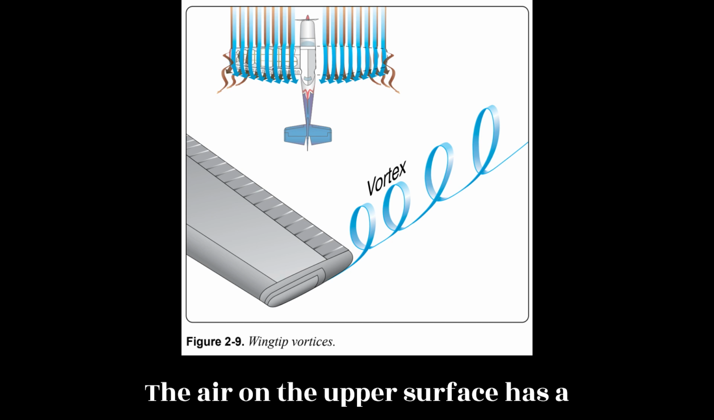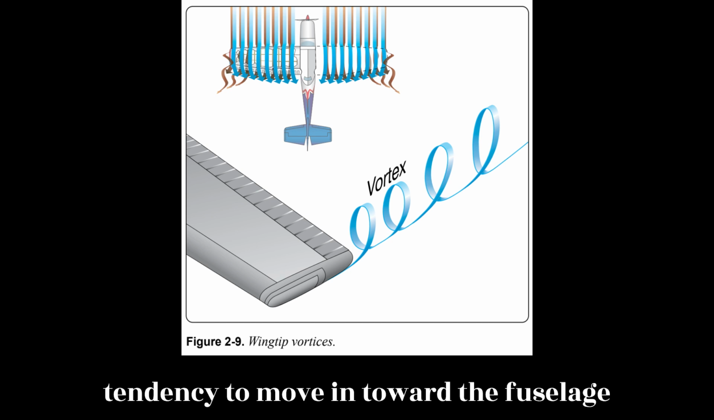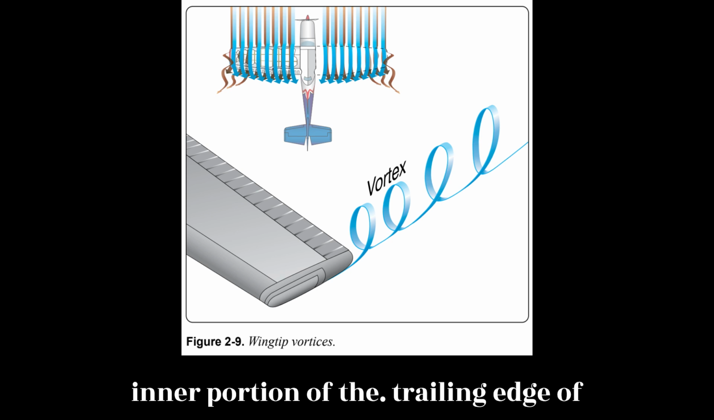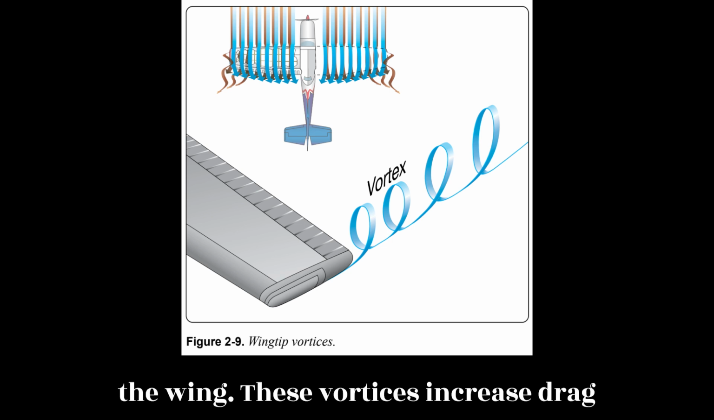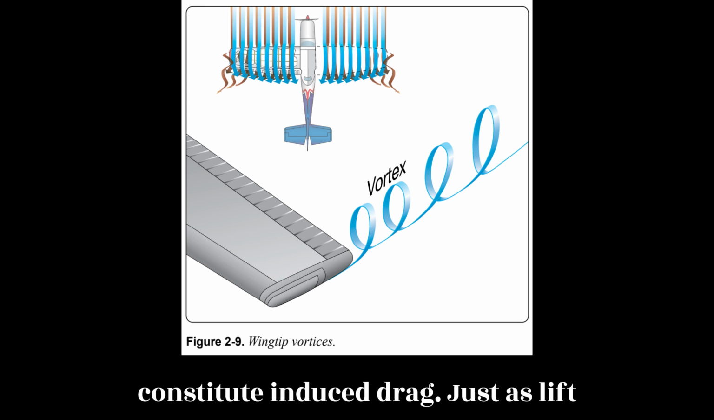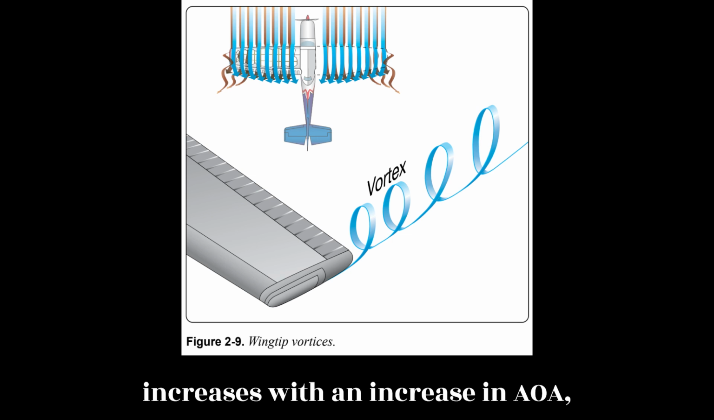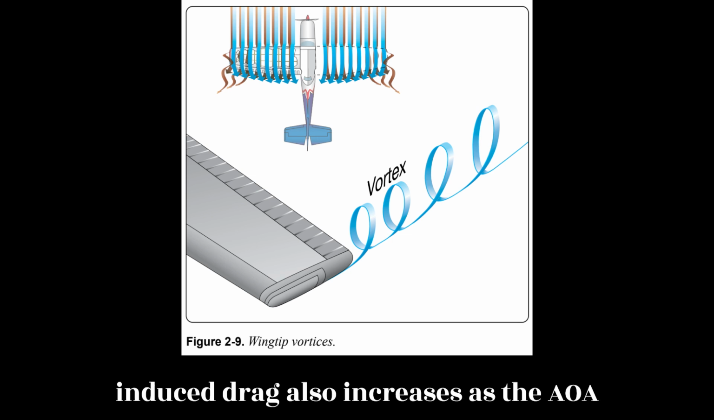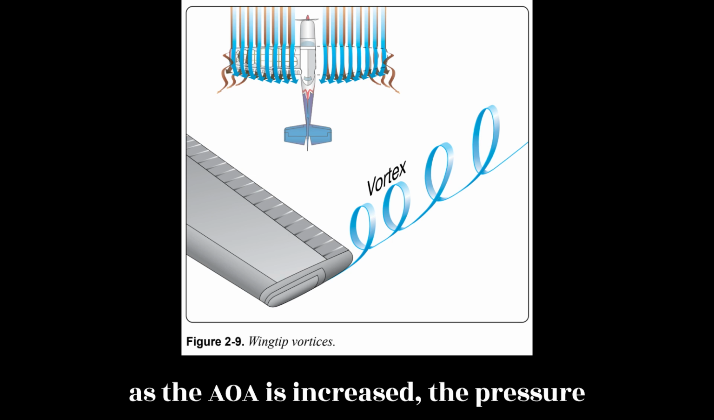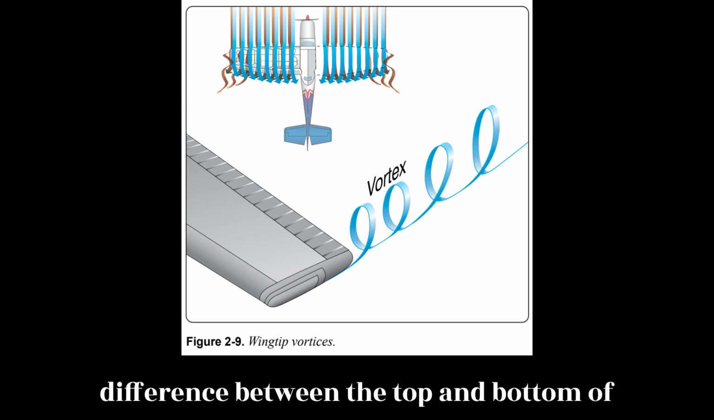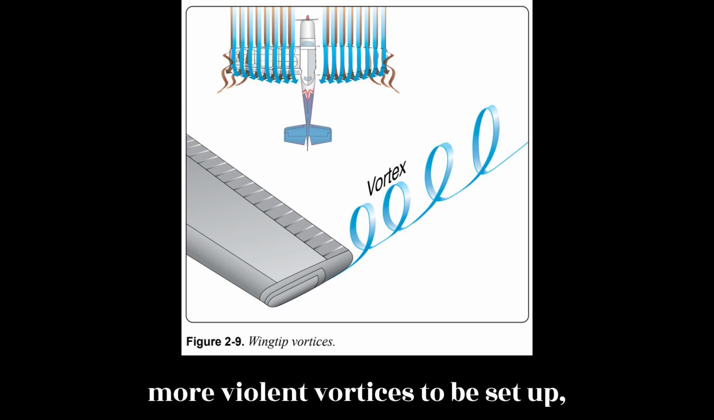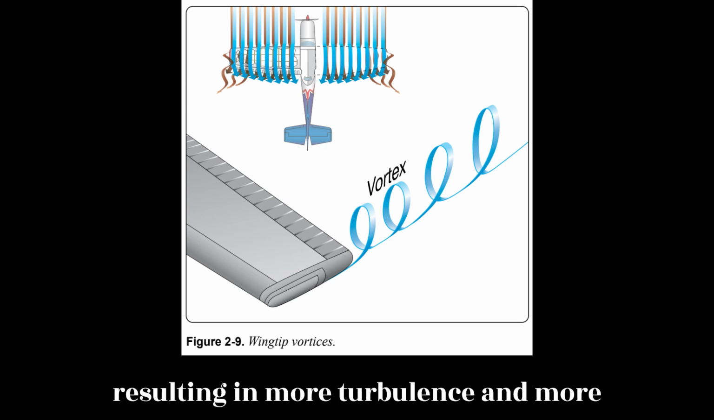The air on the upper surface has a tendency to move in toward the fuselage and off the trailing edge. This air current forms a similar vortex at the inner portion of the trailing edge of the wing. These vortices increase drag because of the turbulence produced and constitute induced drag. Just as lift increases with an increase in AOA, induced drag also increases as the AOA becomes greater. This occurs because, as the AOA is increased, the pressure difference between the top and bottom of the wing becomes greater. This causes more violent vortices to be set up, resulting in more turbulence and more induced drag.